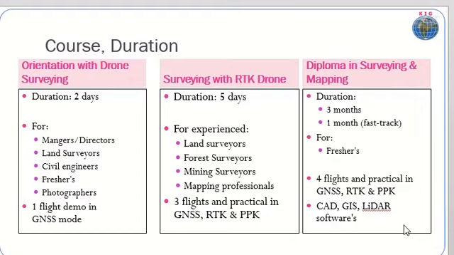Based on your experience level and profession, you need to choose the right course. If you are still not clear which course to do, then the best thing is to join the 2-day course. After that, you yourself can make a decision about what you need to learn more in depth. For any queries, please feel free to contact us. Contact details are given in the description.